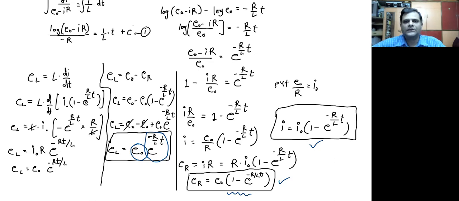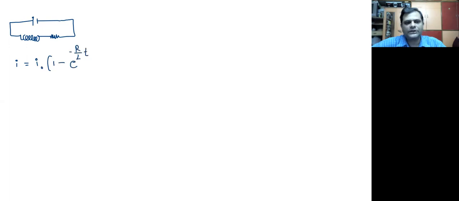Okay. So all these things we have already discussed in the last lecture. So now let us discuss the RL time constant. See here, in this circuit which contains a DC source connected in series combination of an inductor and a resistor, we have already proved that the current at any instant is given by the formula I naught into 1 minus e raised to minus R by L into t, correct?